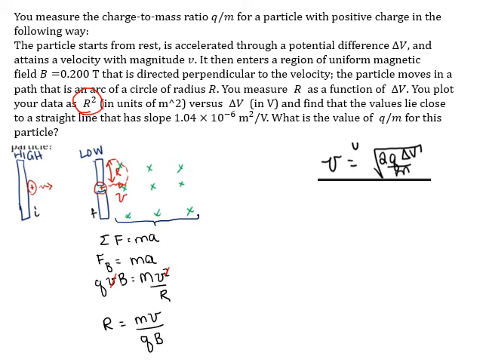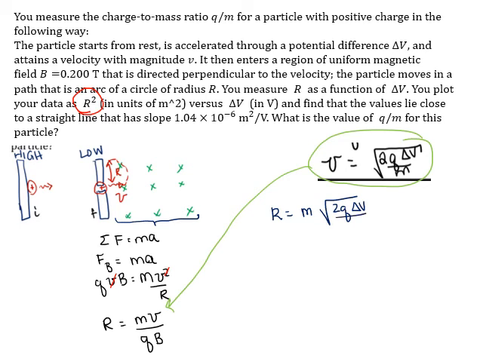Okay, the next thing I'm going to do now is take my expression for v and pop it into my expression for r. Ultimately, that's going to give me an expression for r that has a delta V, or a change in potential, in it. So r is equal to m times v, which is the square root of 2 times q times delta V over m, divided by q times B. I'm going to deal with my numerator first. I've got an m on top, a root m on the bottom, so I can bring it inside. That would be m squared times 2 times q times delta V over m, divided by q times B.